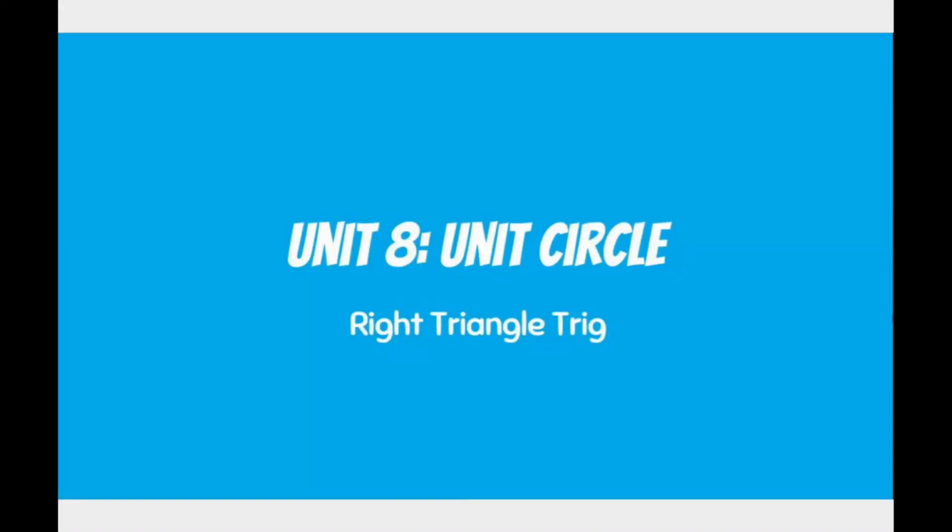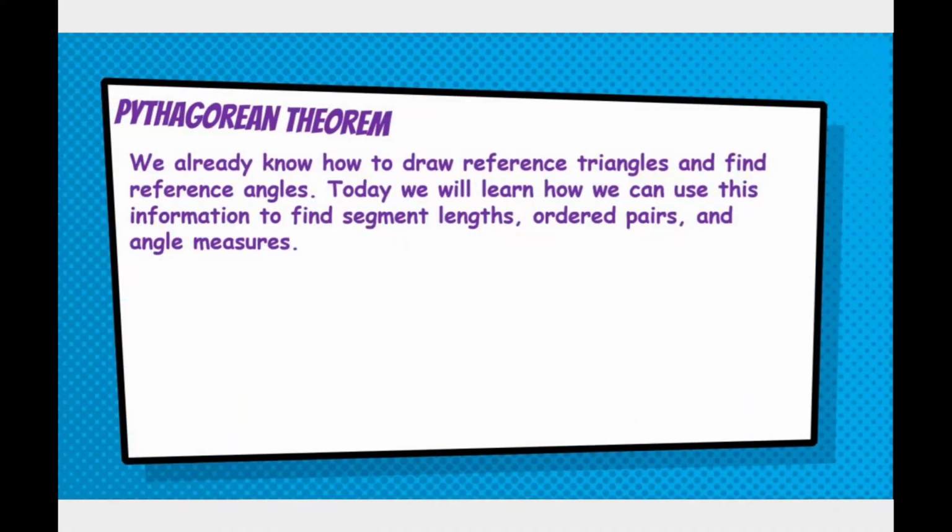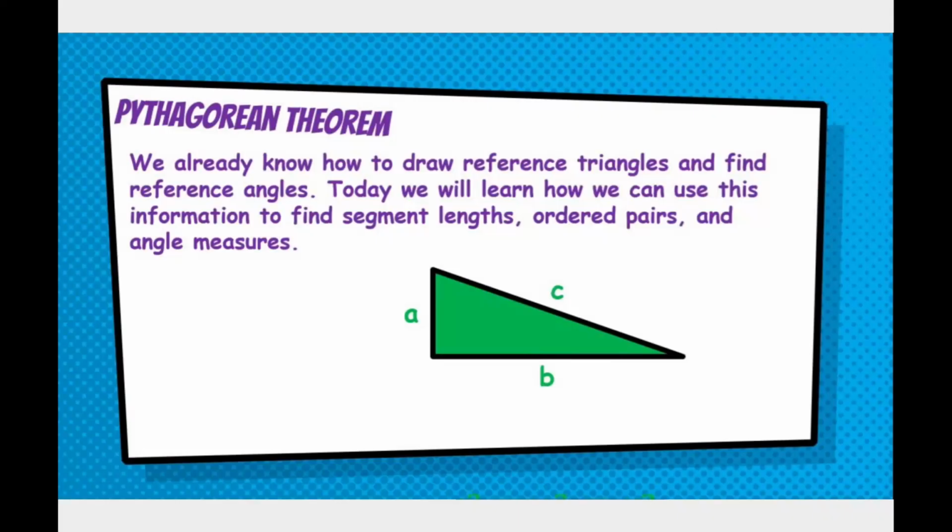We're going to begin our Unit 8 talking about right triangle trig. And without further ado, let's get started. Before the break, if you recall, we talked about how to construct reference triangles to find reference angles. And today we're going to use this information to find segment lengths, ordered pairs, and angle measurements of right triangles.